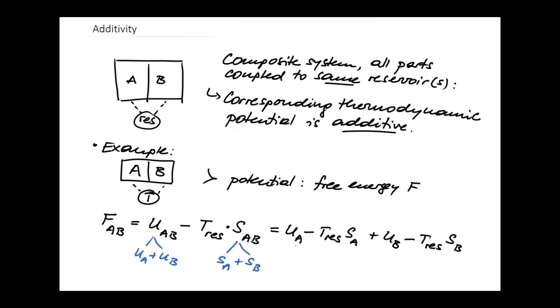And you immediately recognize that this is the free energy of subsystem A, and that is the free energy of subsystem B. So indeed, the free energy of the entire system is the sum of the free energies of the subsystems. This only works because both subsystems are coupled to the same reservoir. This no longer holds if A and B are coupled to different reservoirs. So maybe heat baths with different temperatures, or one coupled to a temperature reservoir and the other one to a volume reservoir. So this is an important assumption, that they are coupled to the same reservoir.